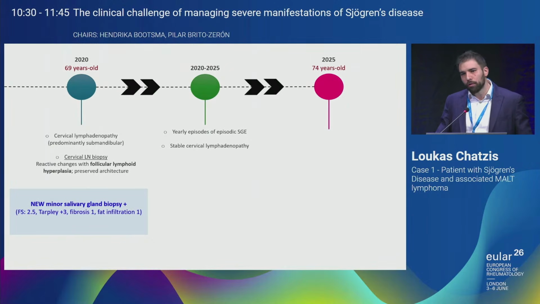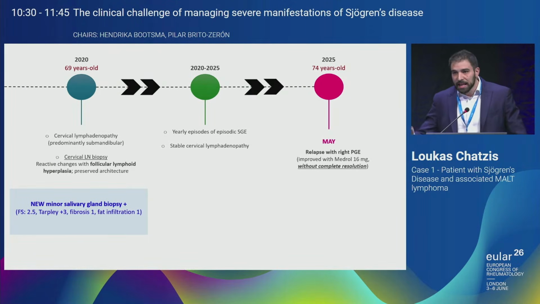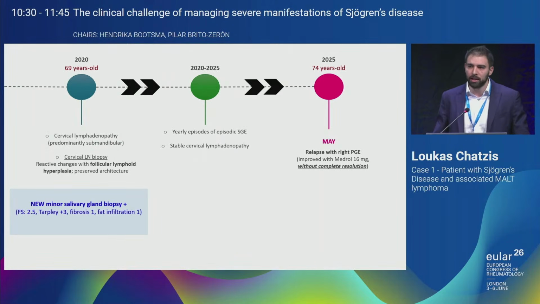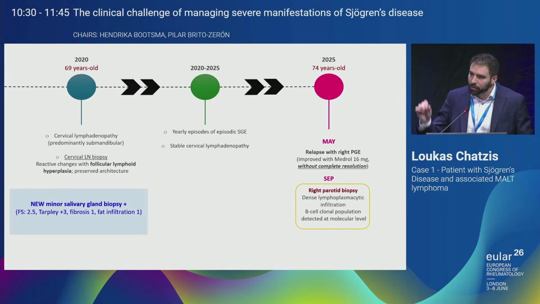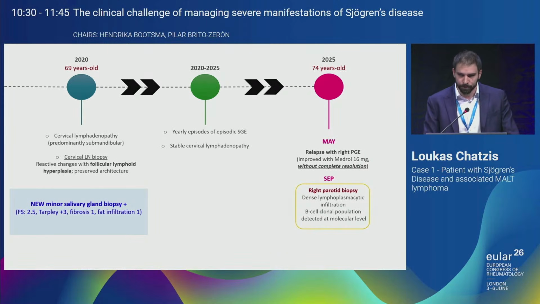Things changed in May of 2025 when she developed once more parotid gland enlargement on the right side. However, this time, the parotid gland enlargement did not resolve. And this incomplete resolution, even after methylprednisolone treatment, was a severe clinical warning sign and prompted us to do another biopsy on the right parotid. And this time there was a dense lymphoplasmacytic infiltration that really breached the salivary gland epithelium, resulting in loss of ductal lumen. This is lymphoepithelial lesion stage 3. However, the material was not enough to substantiate a lymphoma diagnosis.